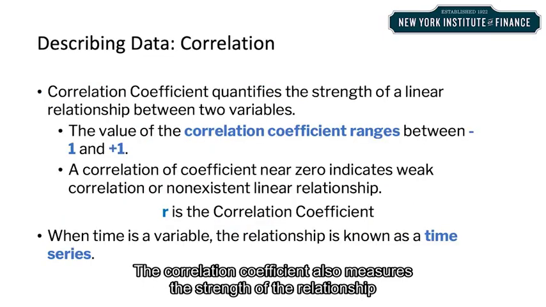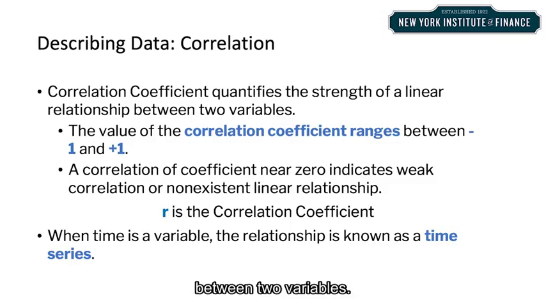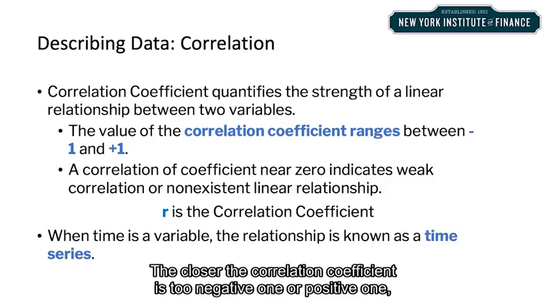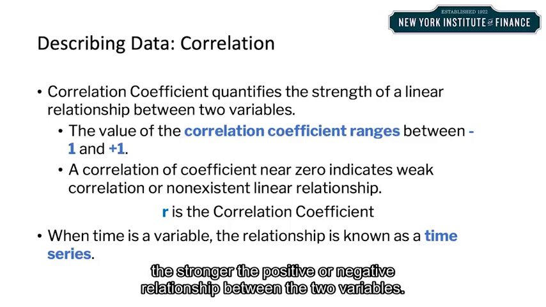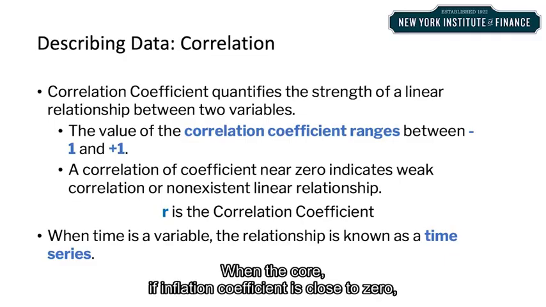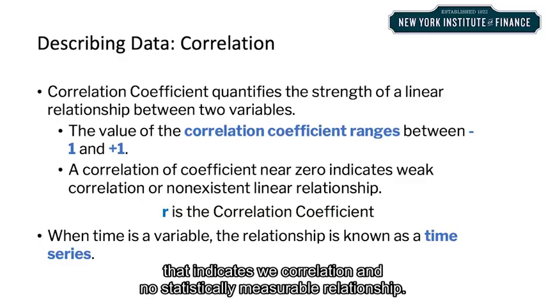The correlation coefficient also measures the strength of the relationship between two variables. The closer the correlation coefficient is to -1 or +1, the stronger the positive or negative relationship between the two variables. When the correlation coefficient is close to 0, that indicates weak correlation and no statistically measurable relationship.